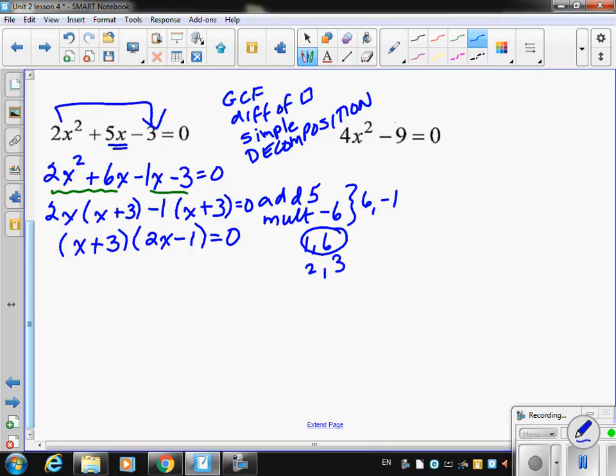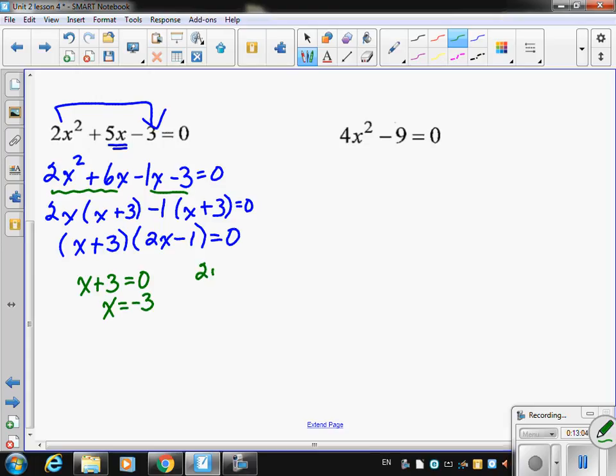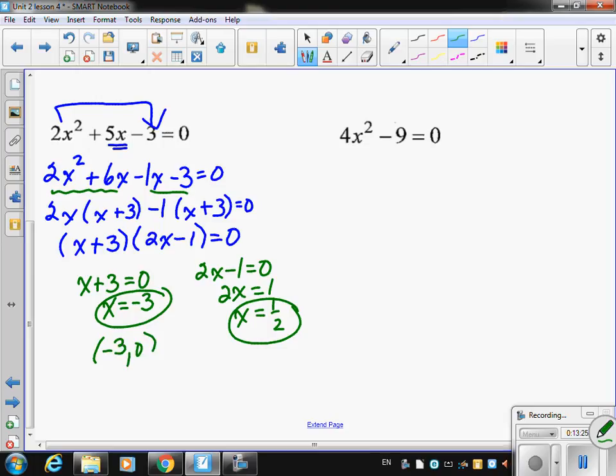I have fully factored this thing, which means my x-intercepts are hiding in there somewhere. Well, one of the two brackets could be 0. That tells us where our x-intercepts are. That tells us where y is equal to 0. So if x plus 3 is equal to 0, x equals -3. That's one of the zeros. Or if 2x minus 1 equals 0, I'm going to add 1 to both sides. I'm going to divide both sides by 2. And there is my second x-intercept. If I put either one of these two values into the equation, I get y equals 0. So I have the 2 points, (-3, 0) and (1/2, 0), which are x-intercepts.